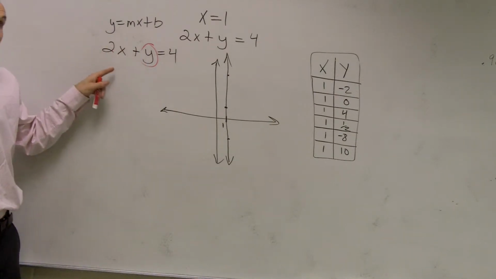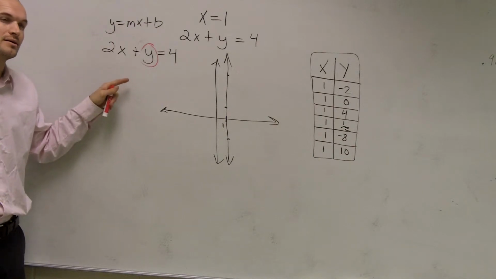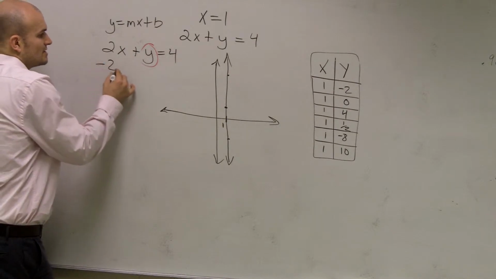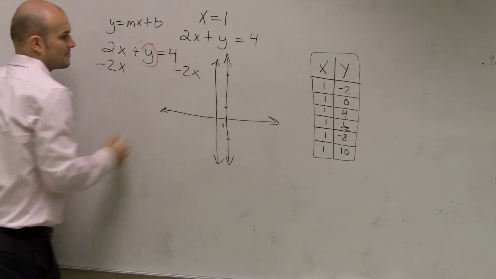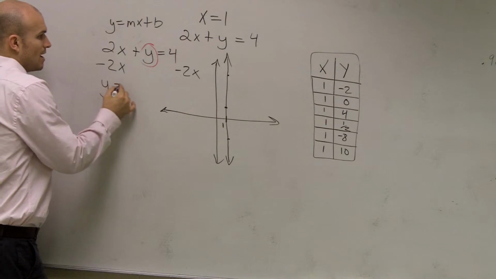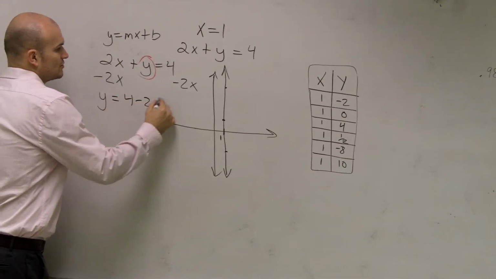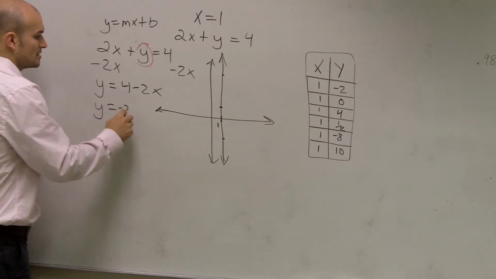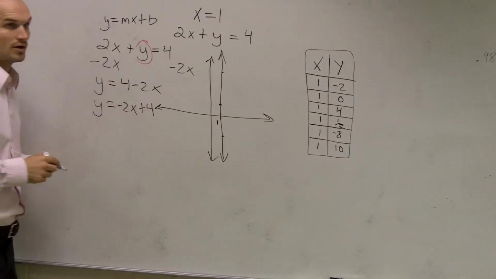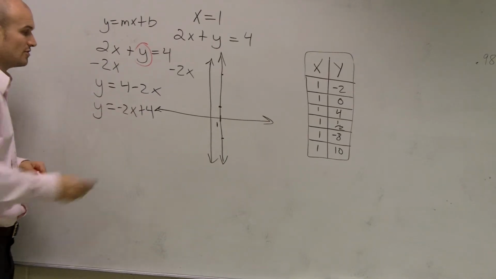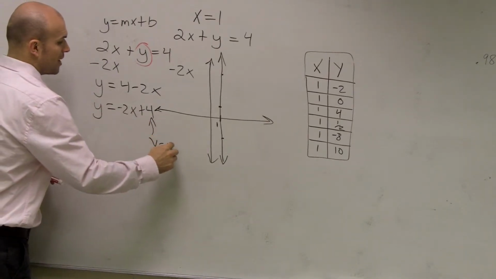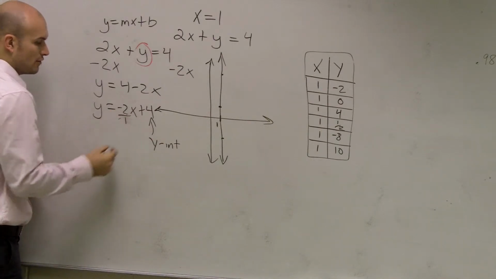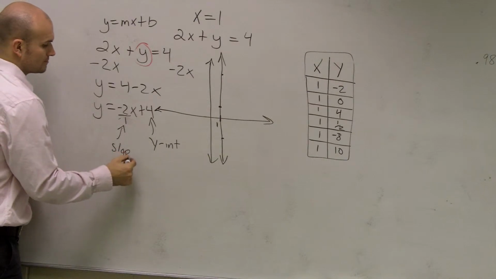So right now I have a positive 2x on the same side as y, right? So to get rid of that positive 2x, Amanda, what I need to do is subtract 2x. So therefore now I obtain y equals 4 minus 2x. Now it's still not in slope-intercept form, so I'm going to rewrite that. Y equals negative 2x plus 4. Okay? To graph that, remember 4 is your y-intercept, and negative 2, let's put that over 1, is your slope.